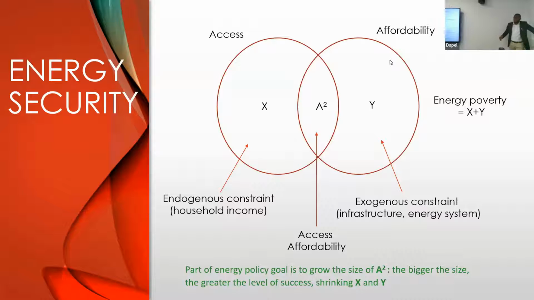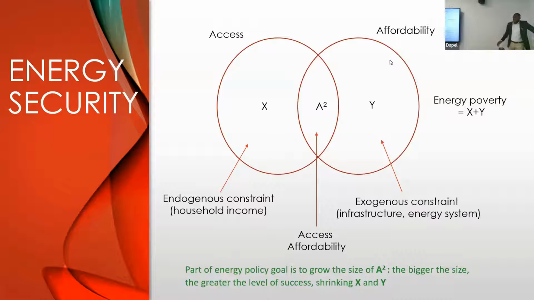So A square, double A, energy access affordability. The bigger the portion, the greater the success. I mean, we may not see that happen in our lifetime, but the goal ultimately is to match these two cycles, right? That the access cycle overlaps the affordability cycle so that there is universal access and universal affordability. But there is a third Venn diagram that seems invisible that you may want to ask about.